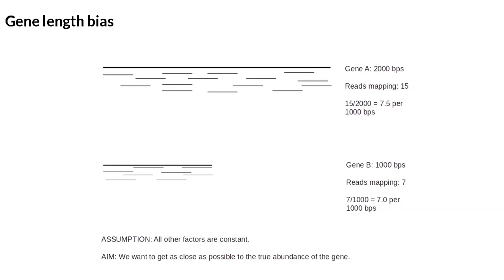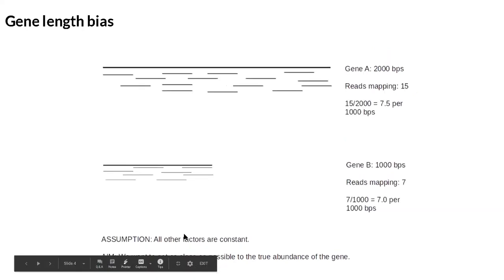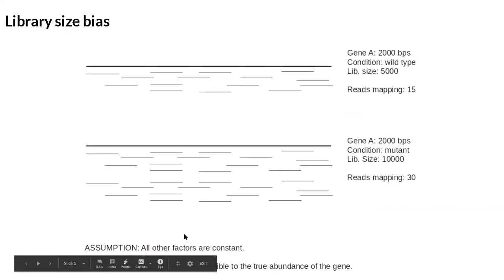So the next factor we are going to look at is the library size bias. Let's take a hypothetical condition where you have the same gene, gene A, so the length will be the same. That's the assumption. Till now we have just seen the gene length, so let's assume gene length is a constant. And again, the aim is to reach the true abundance of the gene.